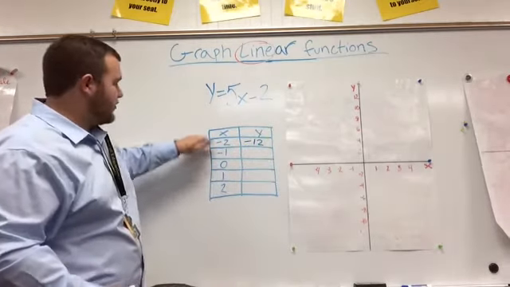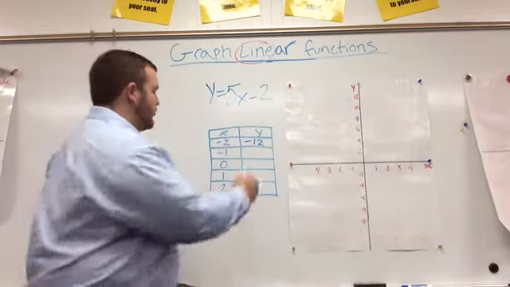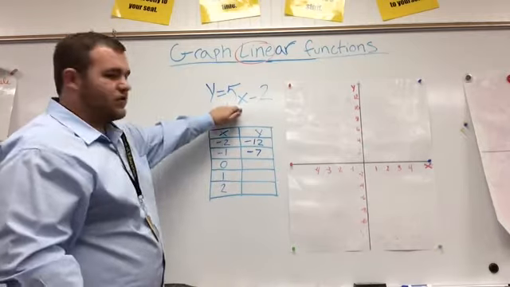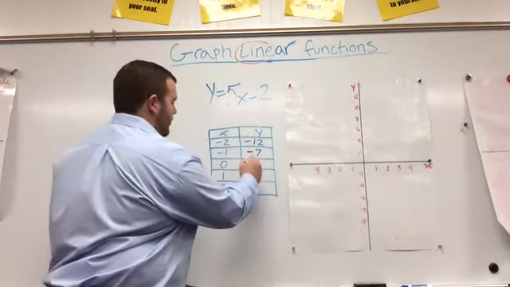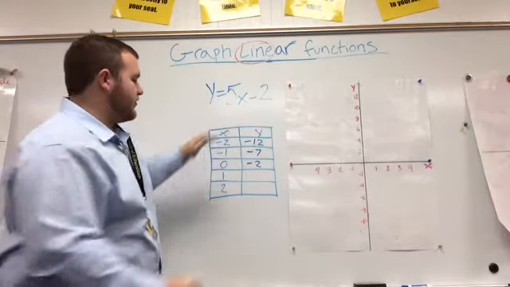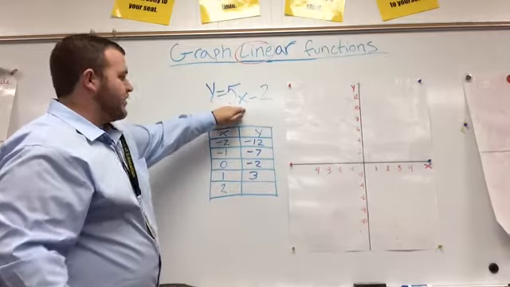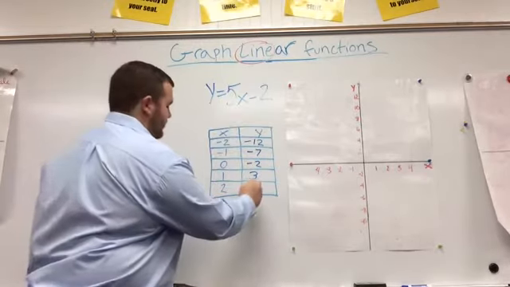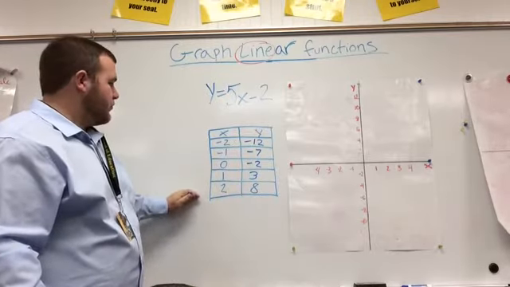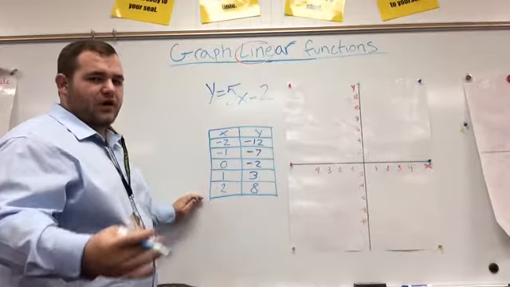Plug in -1. 5 times -1, we get -5. Minus 2, we get -7. Plug in 0. 5 times 0 is 0. Minus 2, we get -2. 1 times 5 is 5. Minus 2, we get 3. And then 5 times 2, we get 10. Minus 2, we get 8. And so now we filled out our table. We have 5 ordered pairs, but we only need to graph 3 of them to create our line.